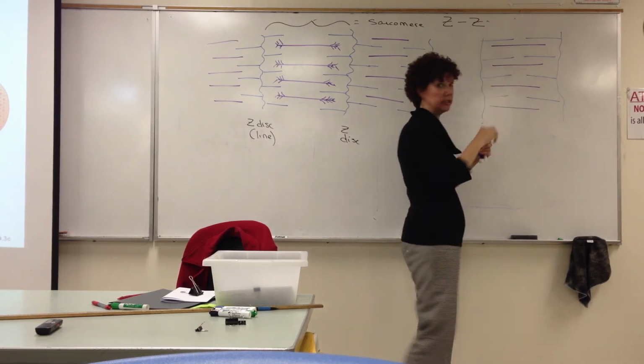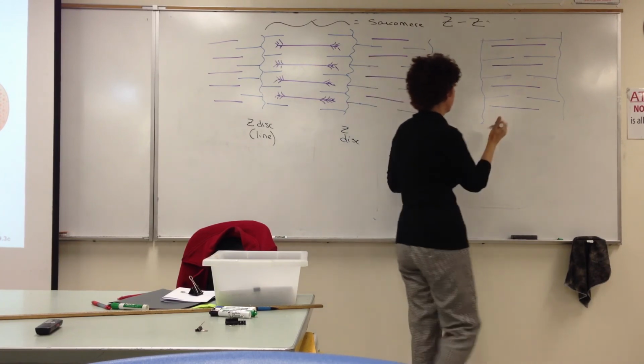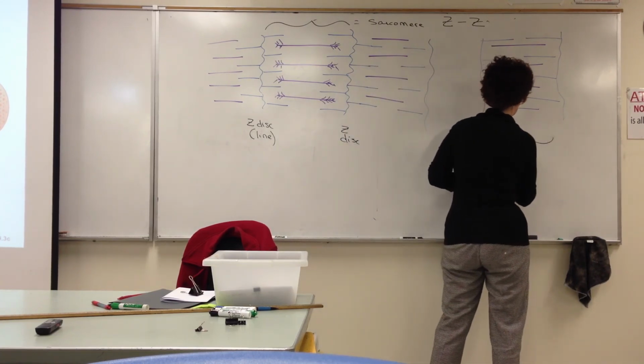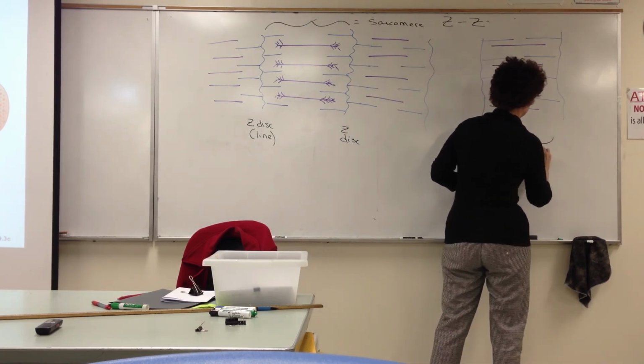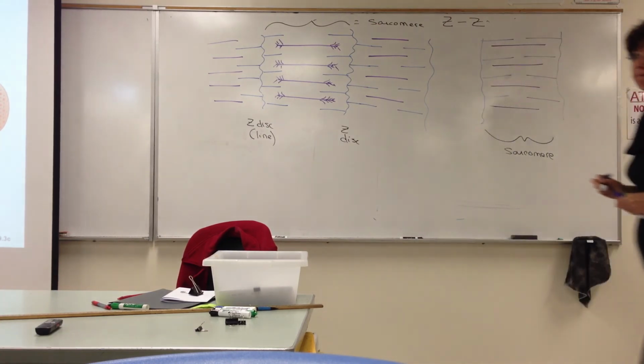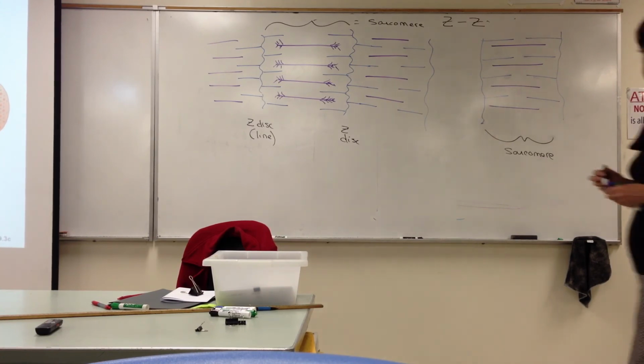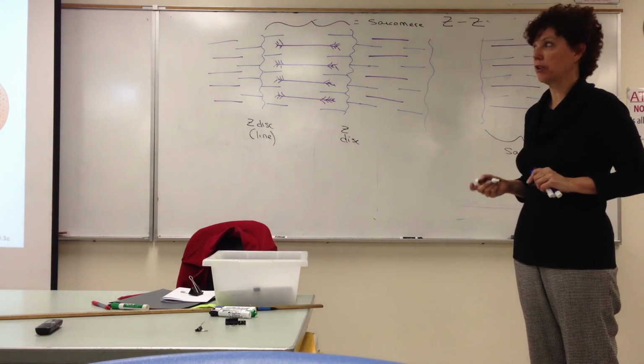So neither the actin nor the myosin have changed length of filament, but the overall sarcomere is shorter. Okay? So how did we get to that point? Well, before we talk about that mechanism, let's identify some of the segments or regions of the sarcomere.